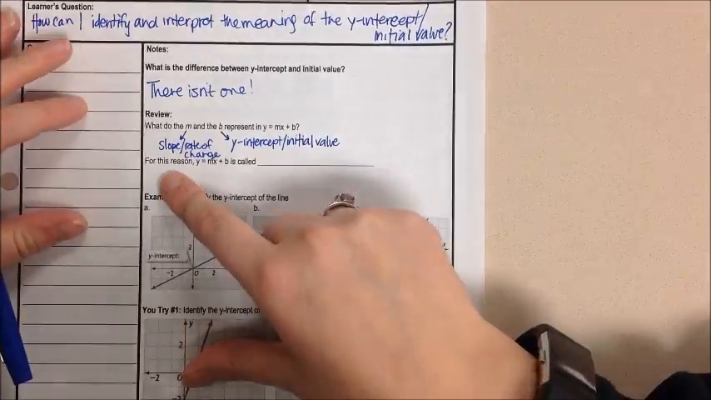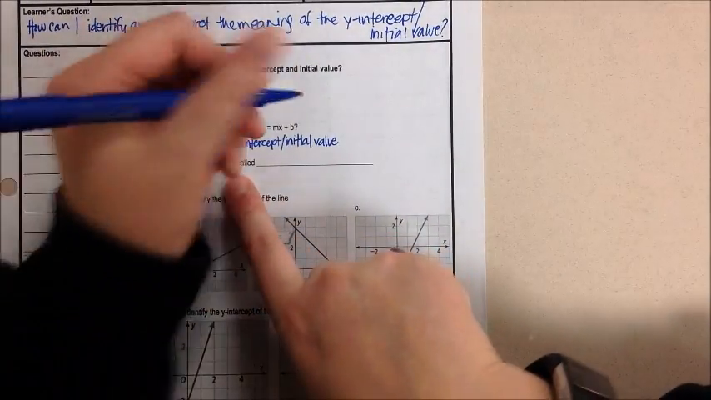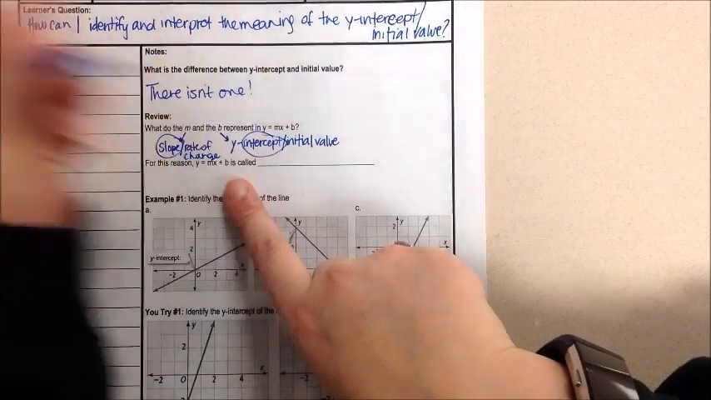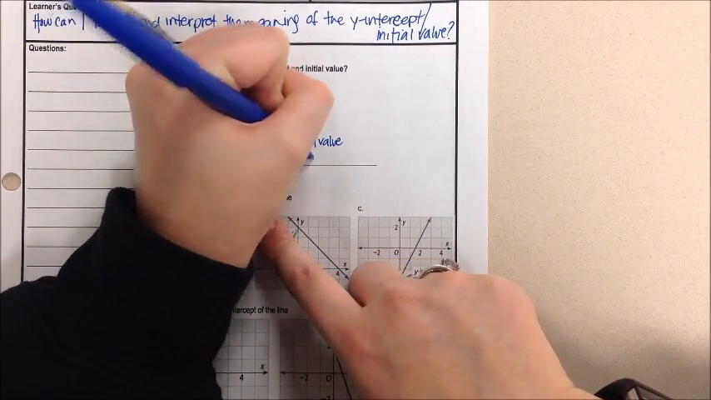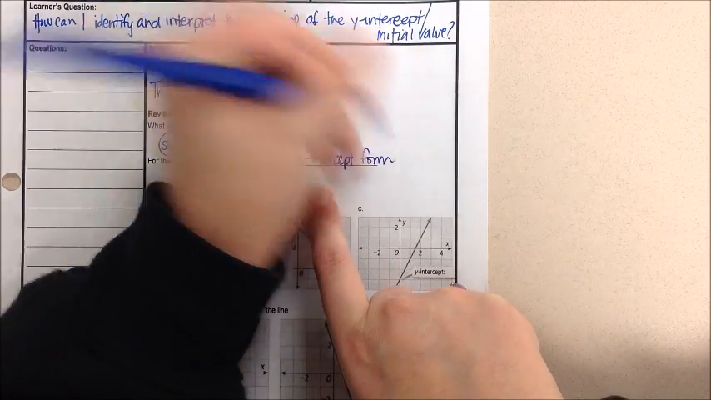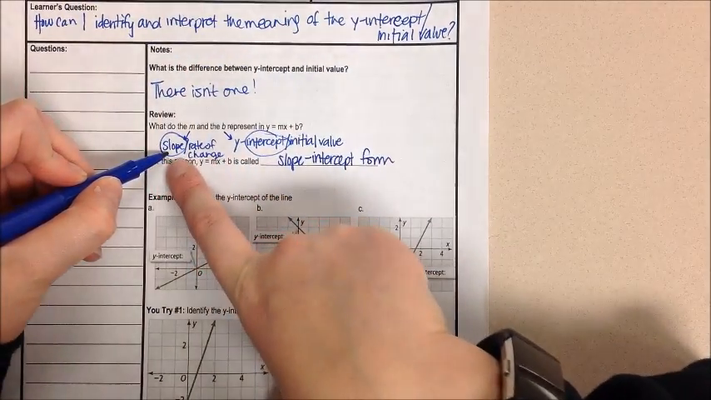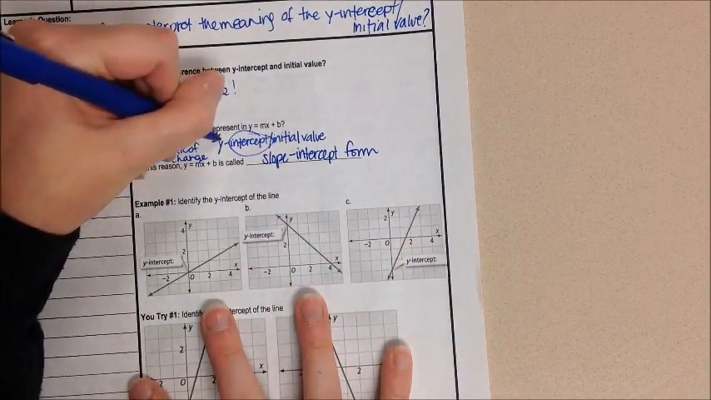That's why when I have y equals mx plus b, it's called slope-intercept form. Not slope y-intercept, but slope-intercept form. Because I have the slope and the intercept, and specifically the y-intercept.